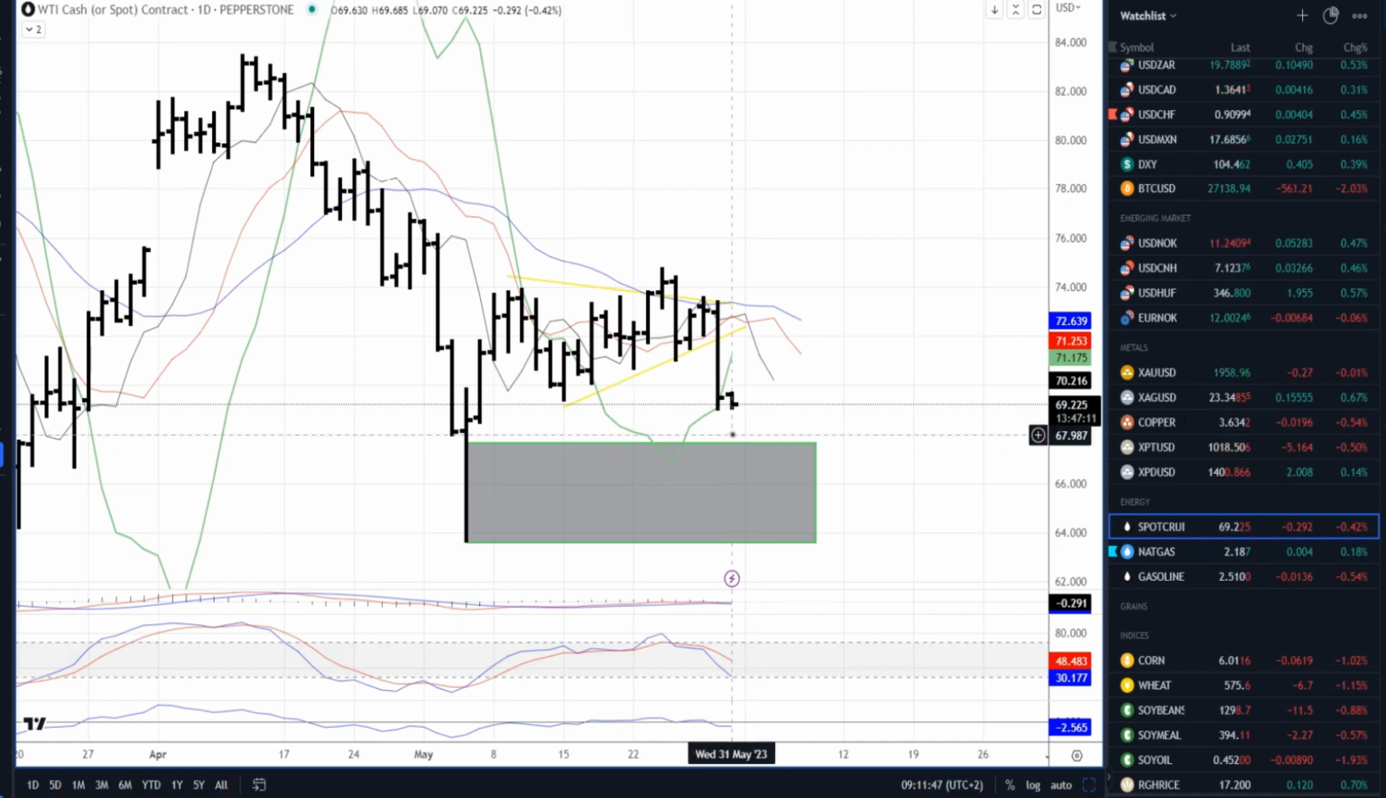So there is a chance for the market to at least go and test this area, so lower prices might be in play on the crude oil, and then we have a breakout that actually started and happened yesterday when the market started to break the area around the 71 mark.